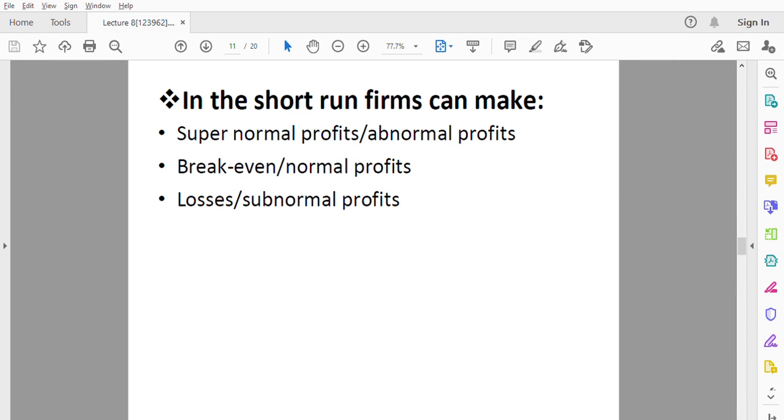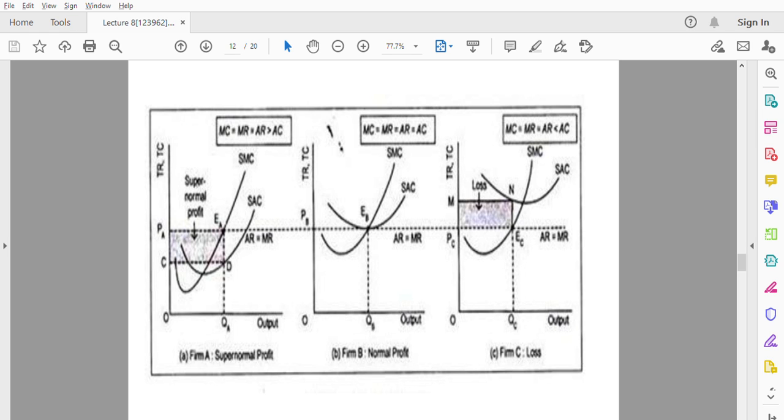We talked about the three possibilities of a perfect competitive firm in the short run. A perfect competitive firm can make abnormal profits or supernormal profits. It can also break even or make normal profits, and it can make losses, which is also called subnormal profit. So let's look at the graphical illustration of these profits.